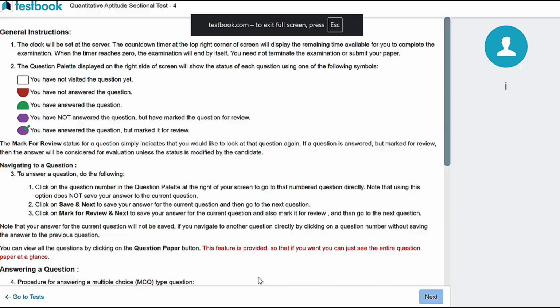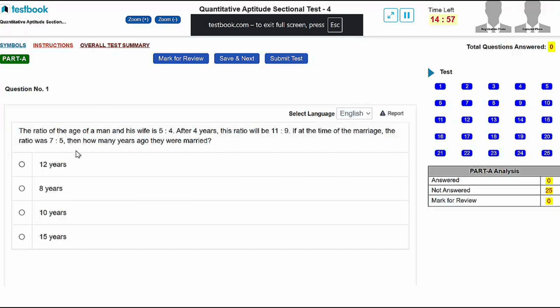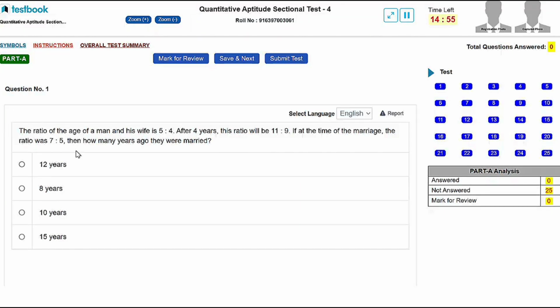So let's start. Question one: the ratio of the age of a man and his wife is 5:4. After 4 years, this ratio will be 11:9. If at the time of the marriage, the ratio was 7:5, then how many years ago were they married?